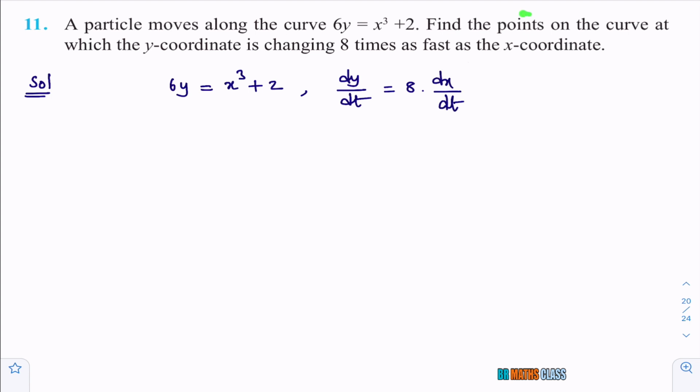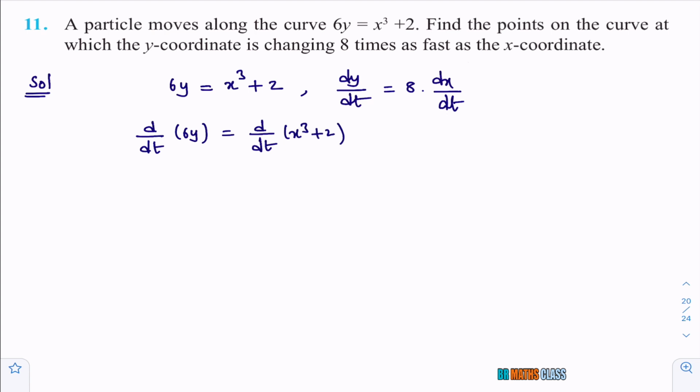What do we need to calculate? We need to find the points on the curve which satisfy both the conditions. That means at the end I need to find the values of x and y. First thing, this given curve is there. I'll differentiate this with respect to t to use this information. d by dt of 6y equals d by dt of x cube plus 2. Okay.